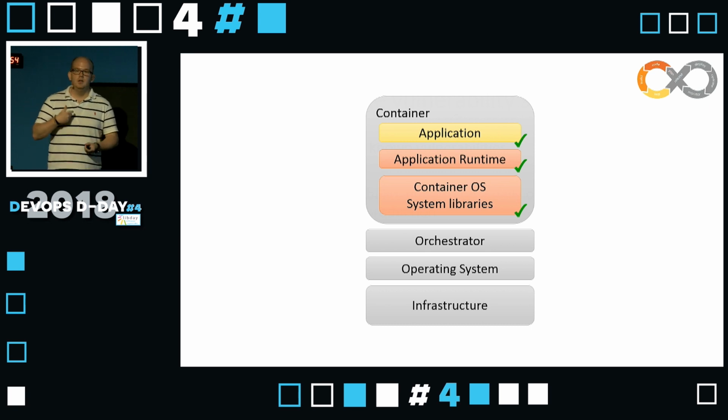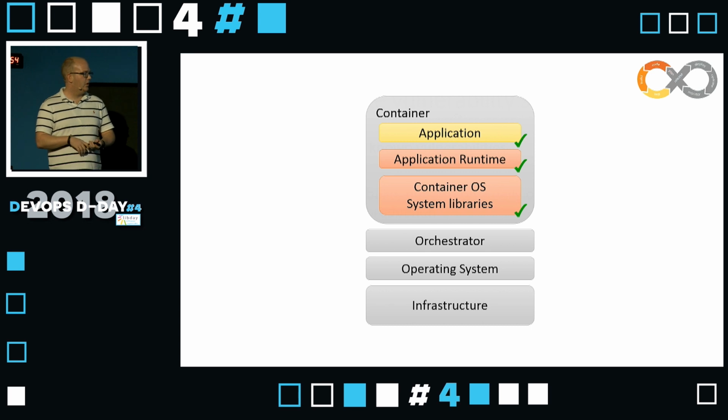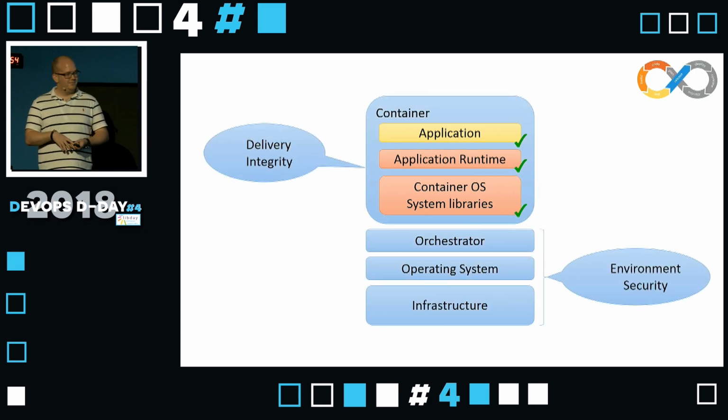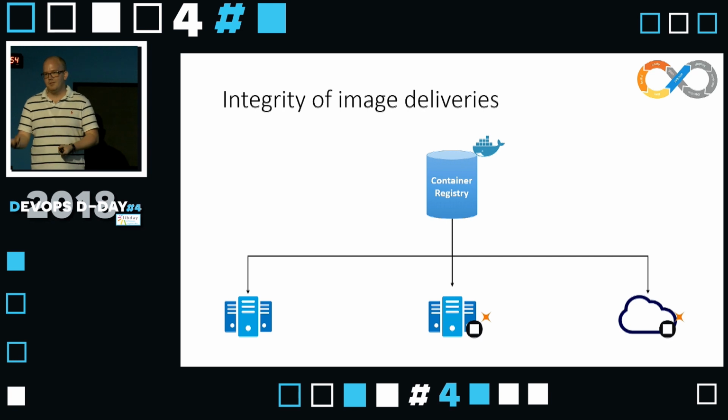And now we want to look at what we can do at the end, in the shipping process of our images and in the environment where we want to deploy them. So, meaning we will talk about the delivery integrity and environment security. Delivery integrity is maybe something that I would like to explain. So if you remember the CI/CD pipeline in the beginning of the presentation, we were arriving at the end with our deliverable in our so-called delivery registry.